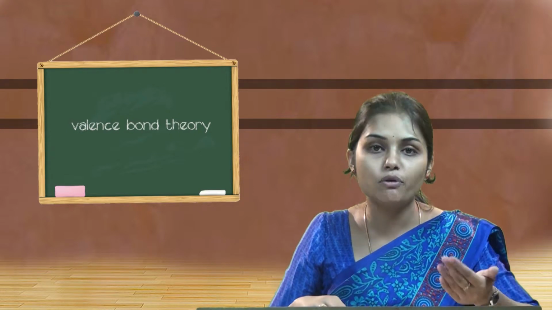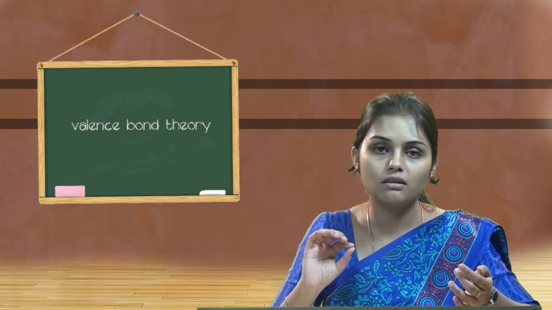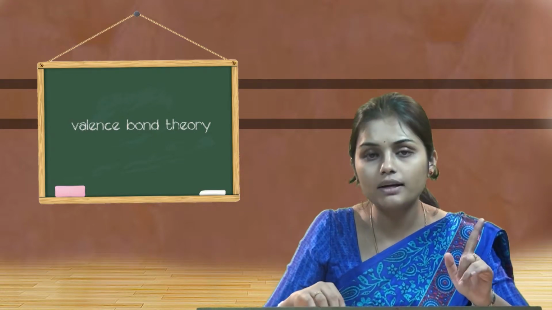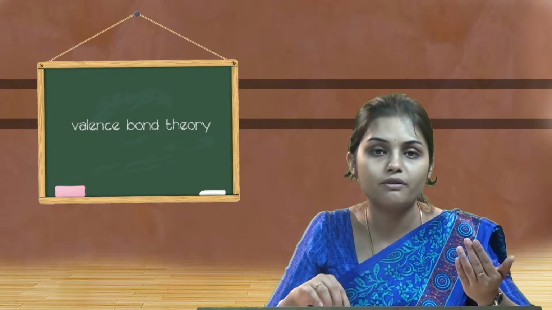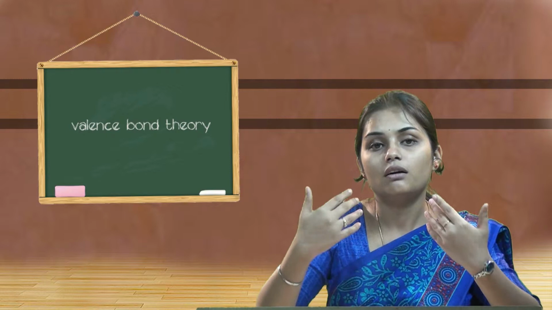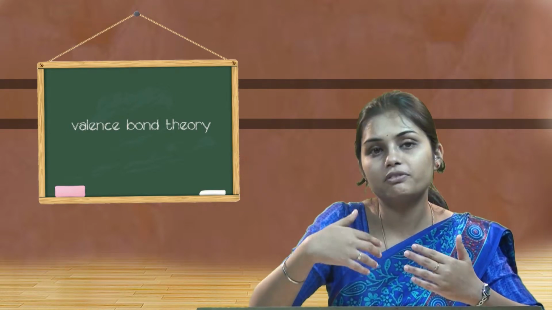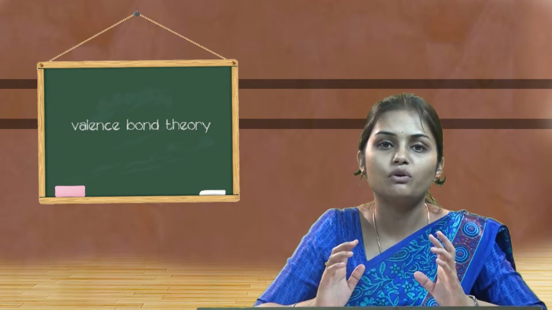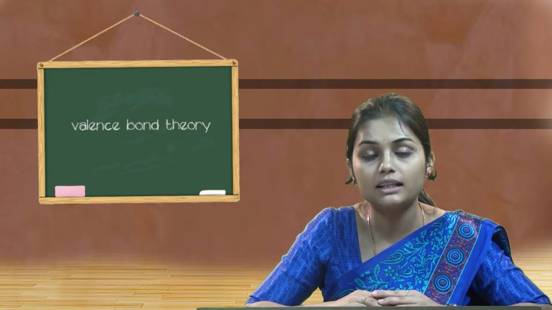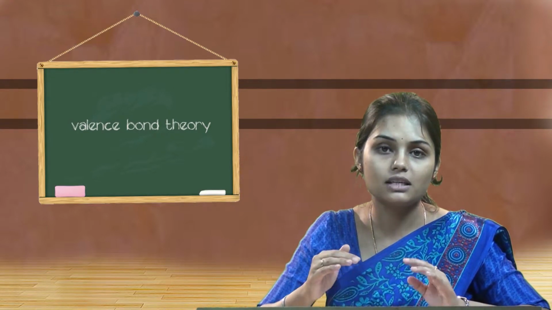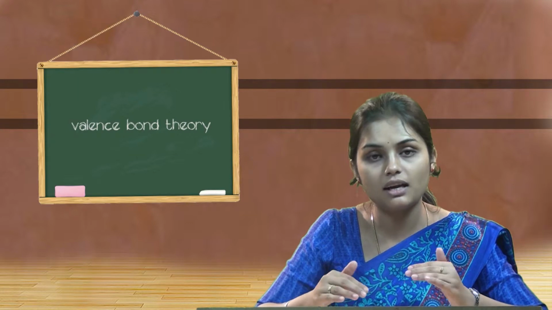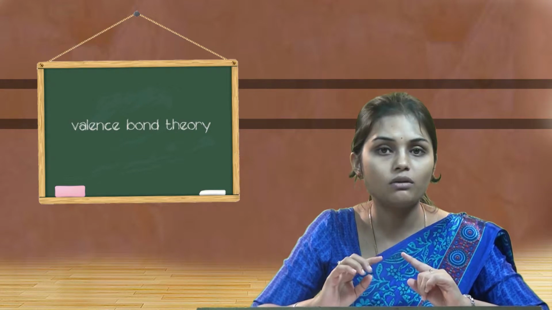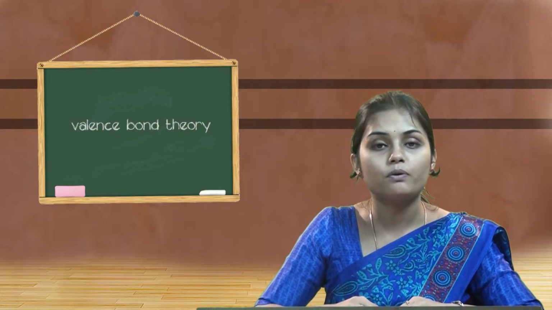Now postulate number 4. Each atom in the ligand must contain at least one orbital containing a lone pair of electrons, in order for the donation to the central metal ion. Now, what is the meaning of lone pair of electrons? Lone pair electrons are the electrons present during the hybridization, but they are not involved in the hybridization. And postulate number 5.